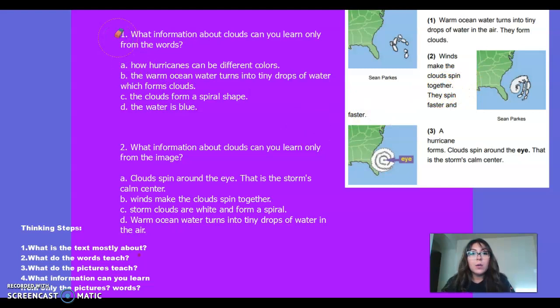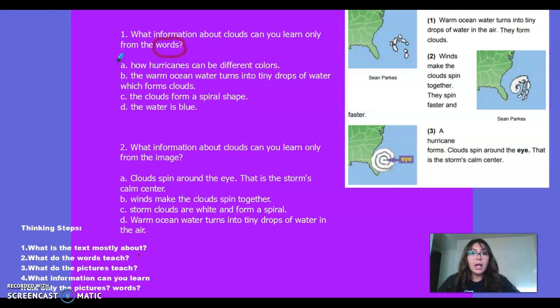Question 1. What information about clouds can I learn only from the words? I'm going to circle this keyword here, words. That's important. Am I going to look at information in the pictures for question 1? What do you think? You're right. I'm not going to look at the pictures for question number 1. I'm just going to look at the words, right? So let's go ahead and read our answer choices to think about what information is just found in the words.